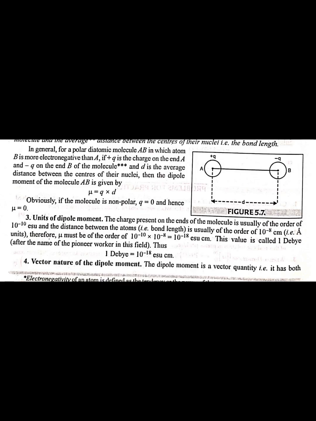In general, for a polar diatomic molecule AB in which atom B is more electronegative than A, if +Q is the charge on the end A and -Q on the end B of the molecule and D is the average distance between the centers of their nuclei, then the dipole moment of the molecule AB is given by mu = Q × D. Obviously, if the molecule is non-polar, Q = 0 and hence mu = 0.